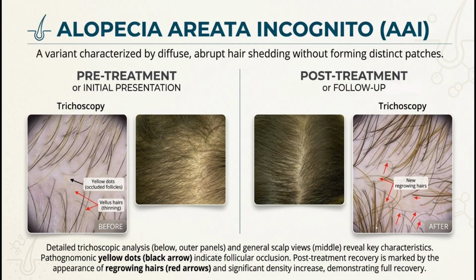In alopecia areata incognito, which is characterized by diffuse shedding, you can see here that there are no specific features, but before treatment we see some yellow dots, some short regrowing hair, and after that we see improved hair density. And this is important: you can show the patient how they can appreciate the improvement on their own.